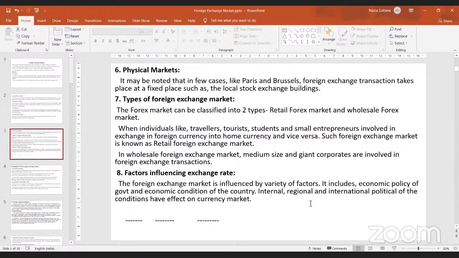The economic policy of a country, the government, the economic conditions in a particular country, what kind of political environment there is in a country, what kind of ties a country has with the other countries of the world. All those factors have an impact on how foreign exchange rates are determined.